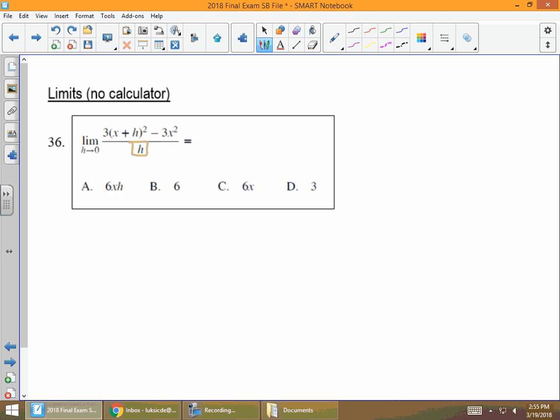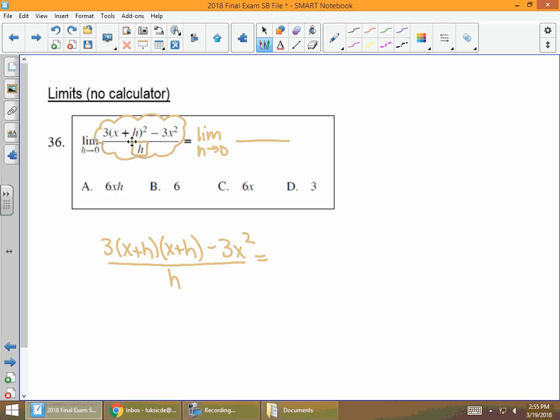I'm just going to do all this stuff as scrap work. And when I'm ready to evaluate the limit, I'm going to come back here. So 3x plus h squared, I'm going to rewrite like this so I don't make any mistakes there. Minus 3x squared all over h.